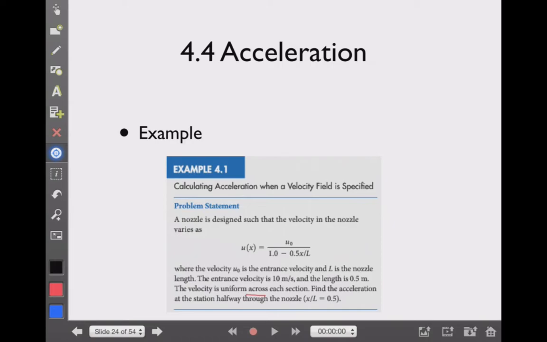So what we want to do is find the acceleration at the halfway point through the nozzle, at x equals L over 2. I want to make the point that since x over L equals 1/2, not that this matters for any part of the problem, this implies that x equals 0.25 meters since L equals 0.5 meters. All right, so let's go ahead and make a plan.